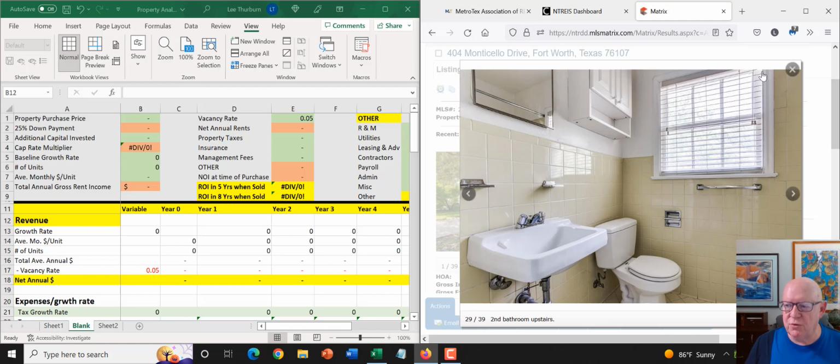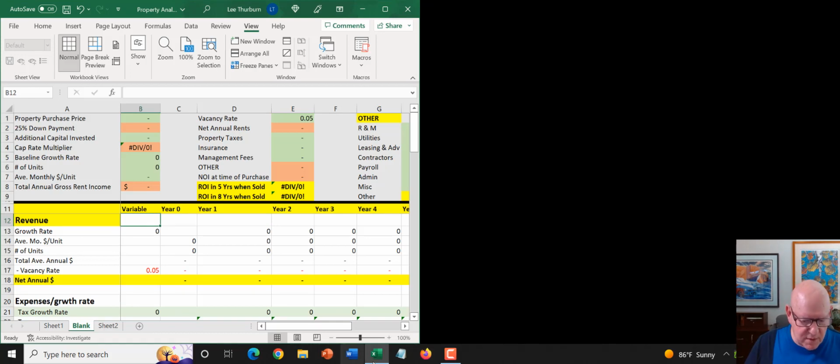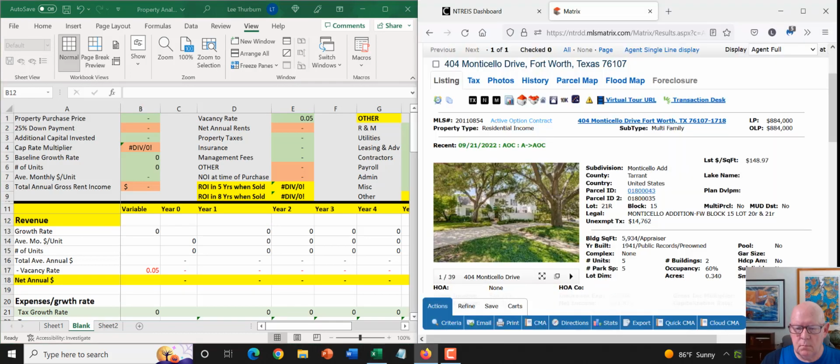Now we're going to presume, let me bring that back. I had closed the window, so I had to go back and log back into the MLS. But here we are. We took a look at the pictures of the property, and now we're going to begin to put information in.